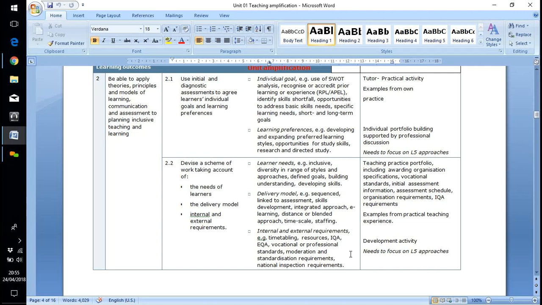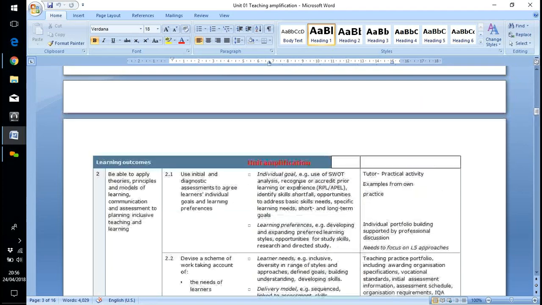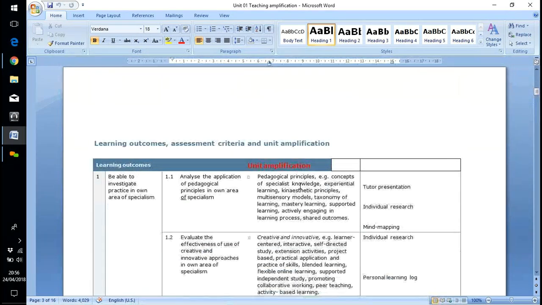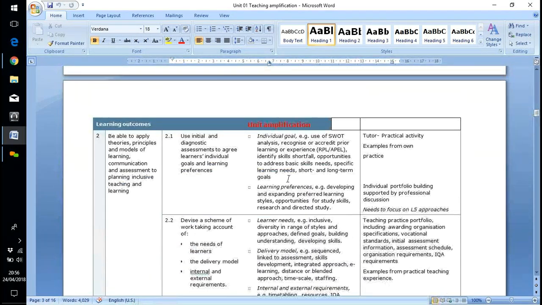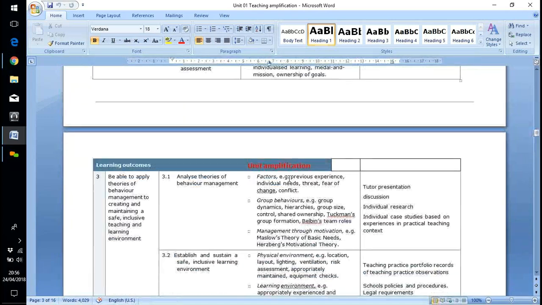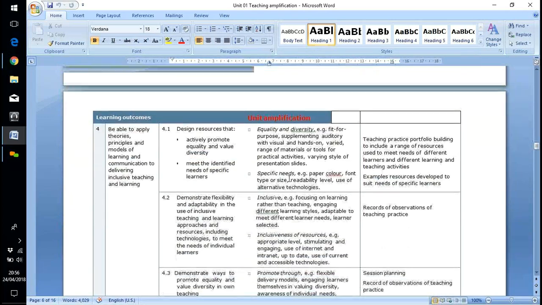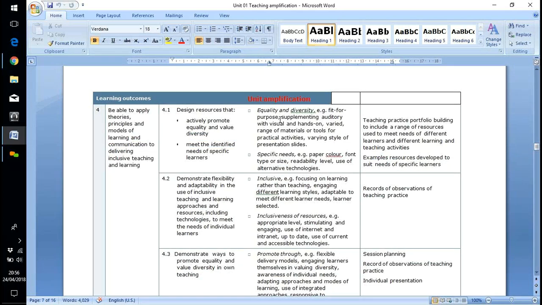Is this for LO4, Phil? Sorry? Is this for LO4? No, this is for starting off at the beginning. This is just a sheet with 1, 2, 3, and 4. LO4, yeah. That should include.